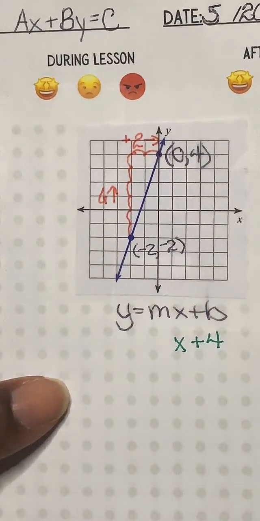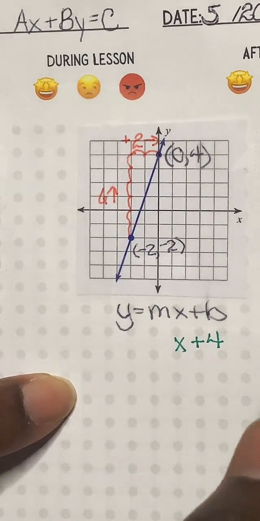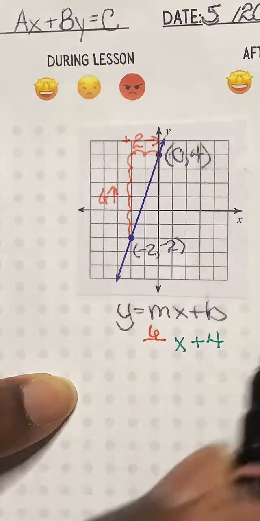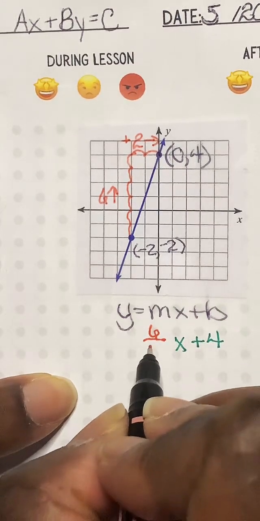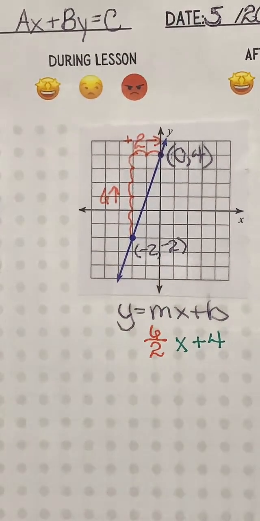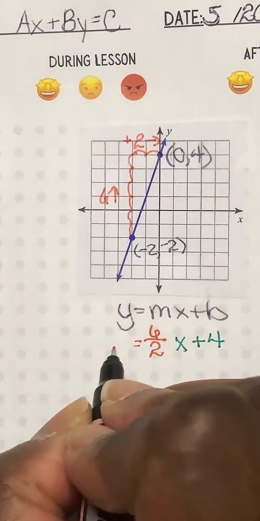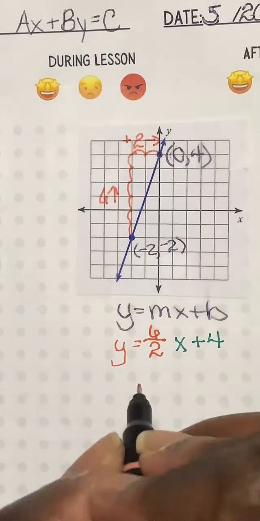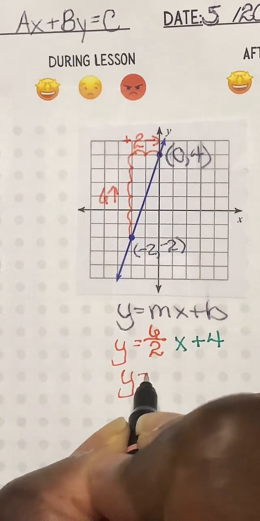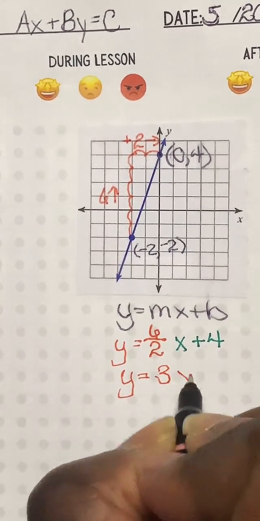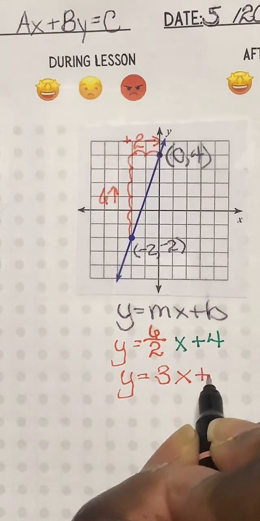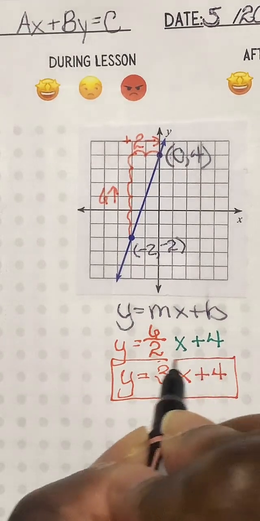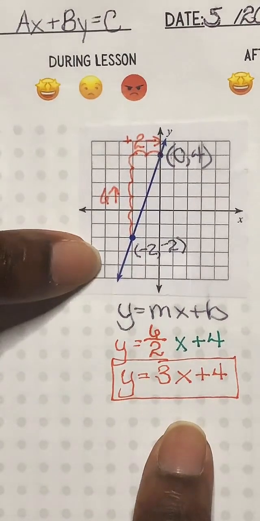So now if we're trying to get our change of y over change of x's, my y's, since I went up, it was a positive 6. And then I ran to the right, so that's a positive 2. So now all we have to do is just clean this up. 6 divided by 2 will give us our 3. So it'd be 3x. And we bring down our plus 4. So that would be the equation of this line.